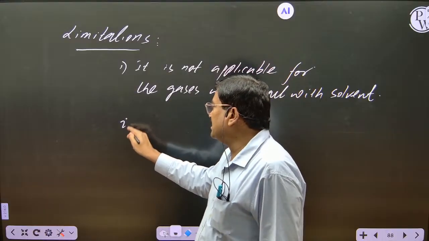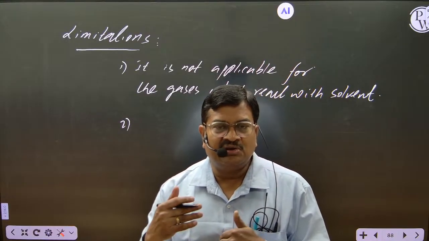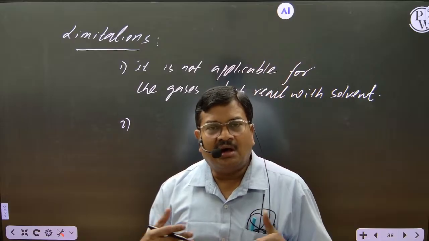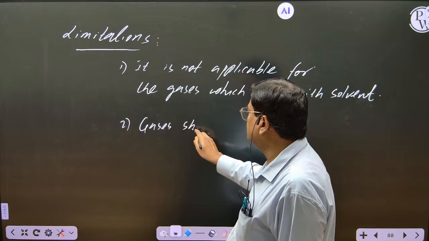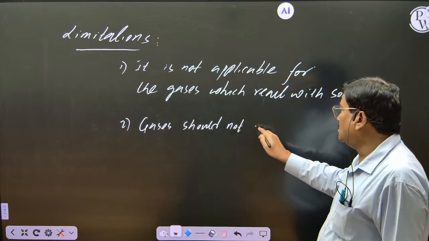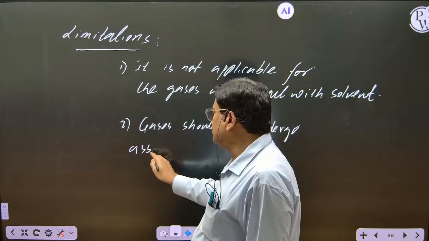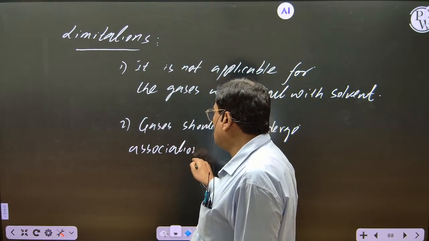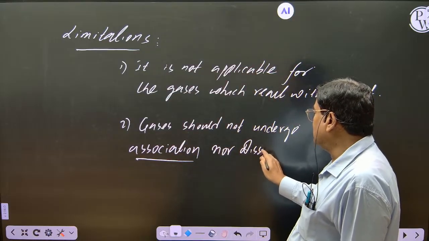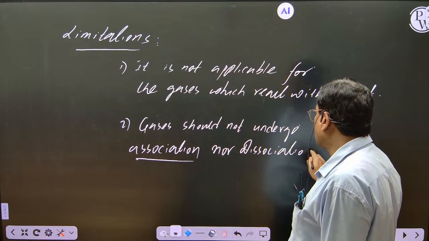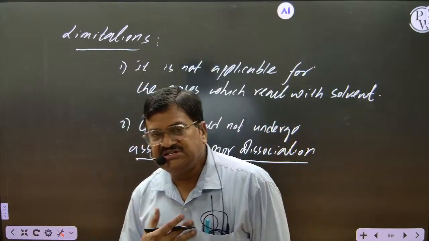And the second condition: the gases should undergo neither association nor dissociation. They should not undergo association, which means combination, or dissociation. So the second limitation is what? Gases should undergo neither association, which means union, nor dissociation. Only under that condition is Henry's law applicable. Understood? Gases should not undergo association or dissociation.